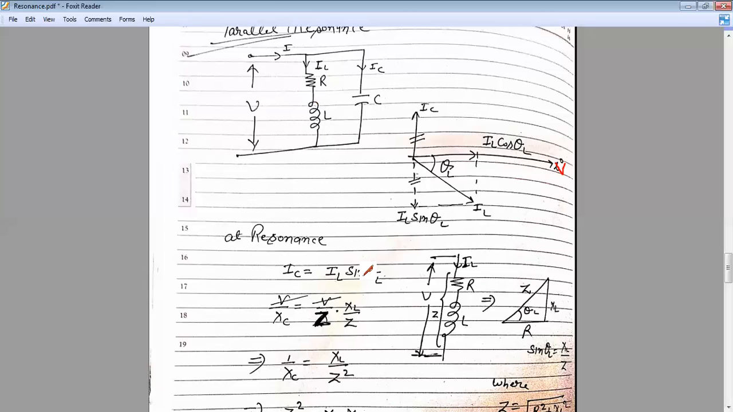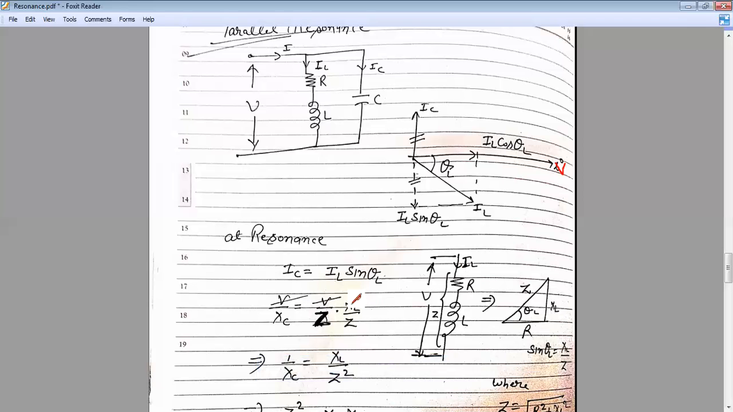Sin theta L, how will we calculate it? This theta L belongs to the impedance offered by the circuit. If we draw this RL branch separately, we draw its impedance triangle Z. This is the imaginary axis component XL, this is the real axis component R. The value of sin theta L is the height upon the hypotenuse, XL by Z. So in place of sin theta L, I will put XL by Z.